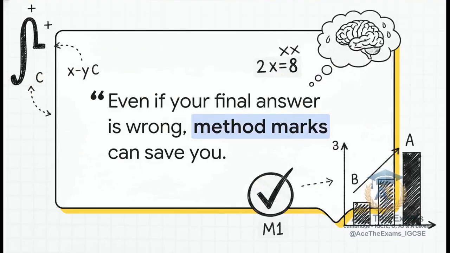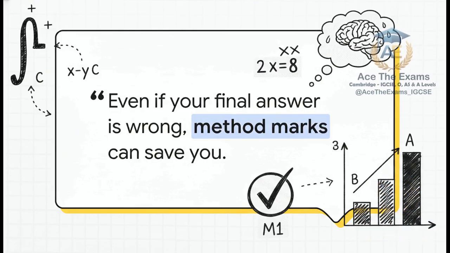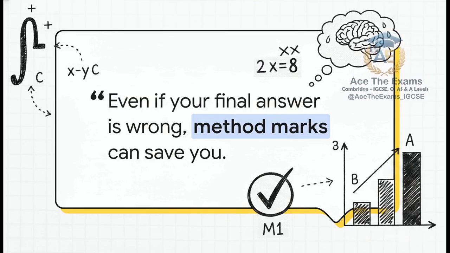Let's zoom in on why this structure is basically an exam superpower. This builds into the most critical strategy of all. Showing your working is your ultimate, undeniable insurance policy. Look at this quote. This is literally straight from a principal examiner alert. Even if your final answer is wrong, method marks can save you.